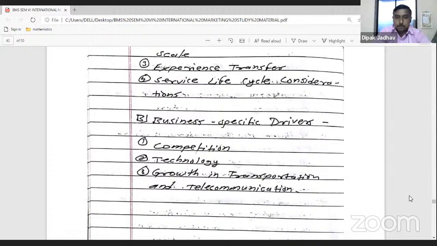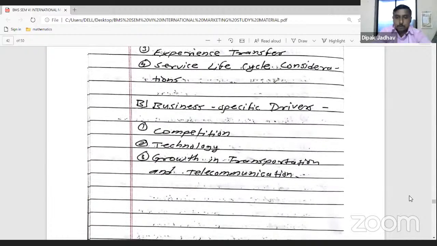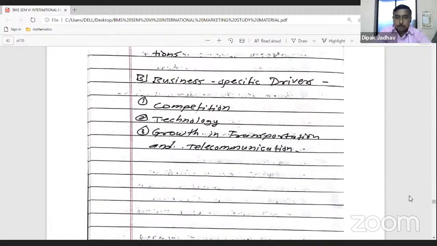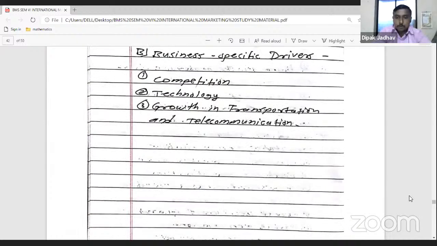Visa or Mastercard companies are doing digital payment systems, and plastic money is also in the Indian market. So ultimately, the rate of competition is created in specific industries or specific markets. It gives an opportunity as well. And technology: what type of technology is required for the particular service, and whether that technology is available in the host country or home country or not. And the growth of transportation and telecommunications: whether the telecommunication and transportation facilities are available or not is important. And this is global service marketing.